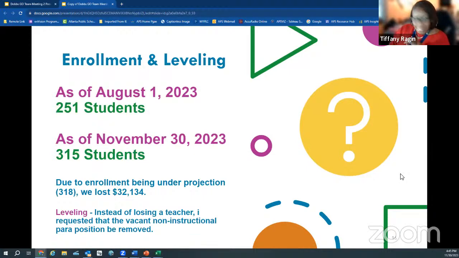With enrollment and leveling, just to give you all an update, as of August 1st, we had 251 students. As of today, we are at 315, but our projection this year was to have 318. As you can see, at the beginning of the year, we had 251. We were under projection, so we lost $32,000.